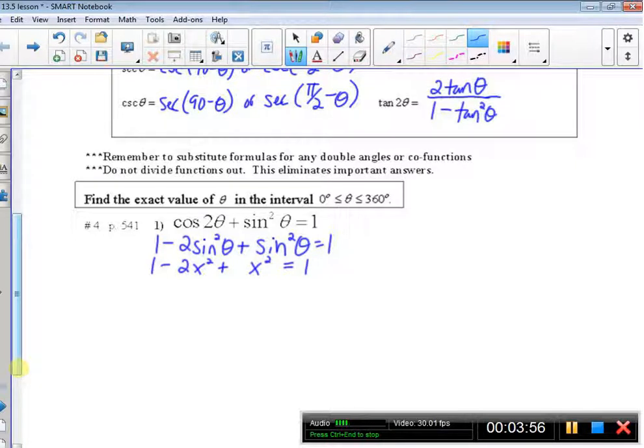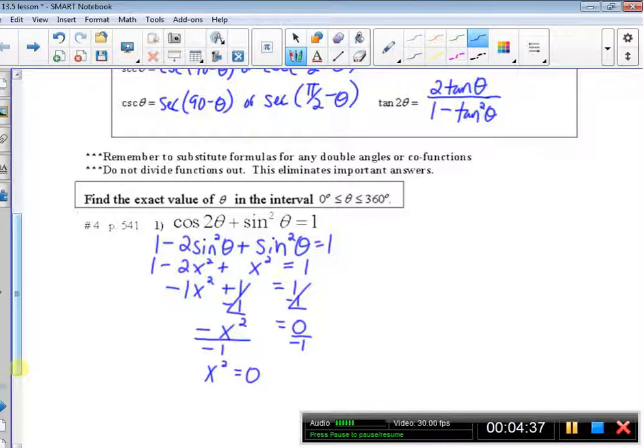So I think what we get here is negative 2x squared plus x squared gives me negative 1x squared. I'm going to bring the plus 1 from the left-hand side over, and then I'm going to subtract the 1's from both sides. And those give me 0. So it looks like I'm left with negative x squared equals 0. And then I'm going to divide by negative 1. So it looks like x squared is equal to 0.